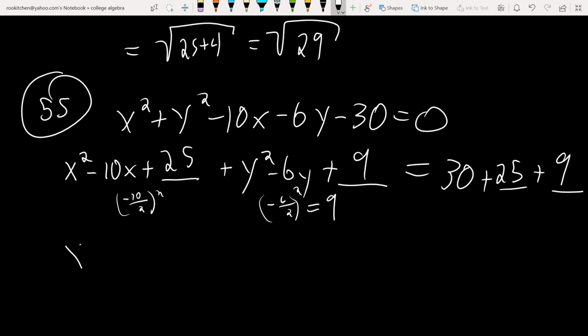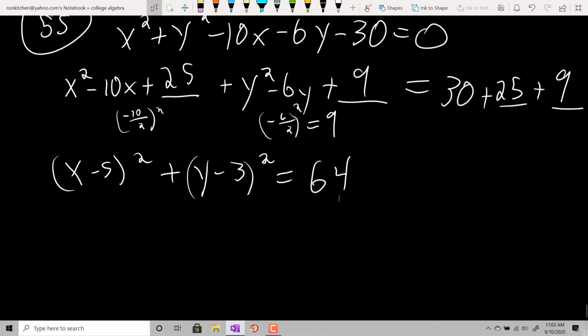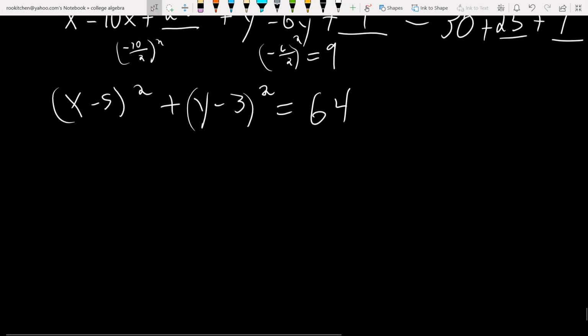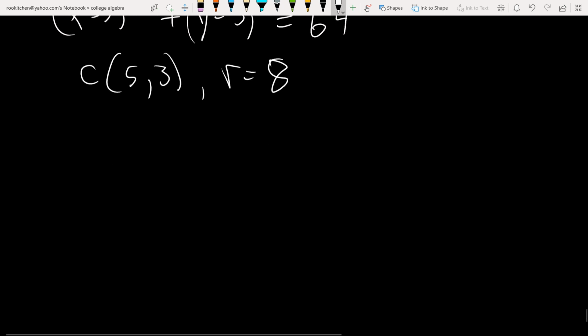Then we can factor. So the first guy is x minus 5 squared. Second guy is y minus 3 squared. On the other side, 55 plus 9 is 64. Okay. And then we can identify the center and graph the thing. The center, you just take the opposite signs, is 5 comma 3. And then the radius is the square root of 64, which is 8. Okay. And then I can graph that thing if I'm called upon to, so read the directions.